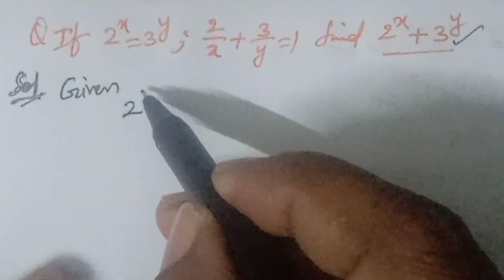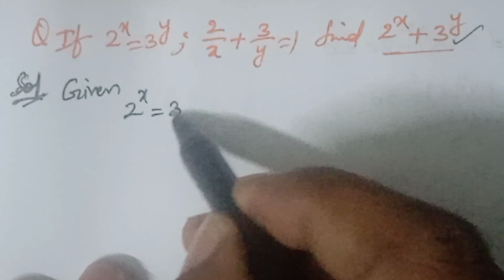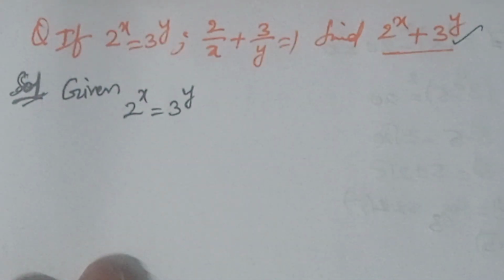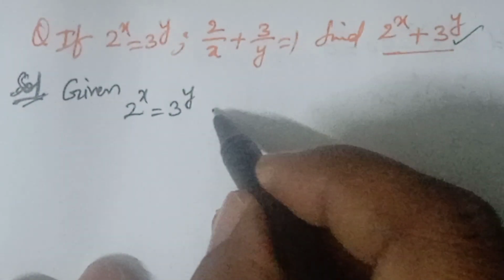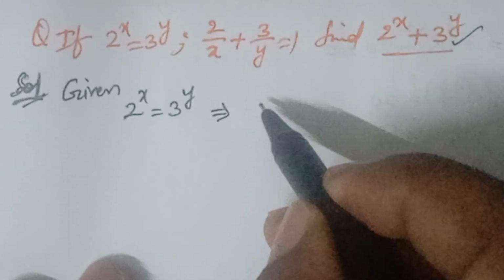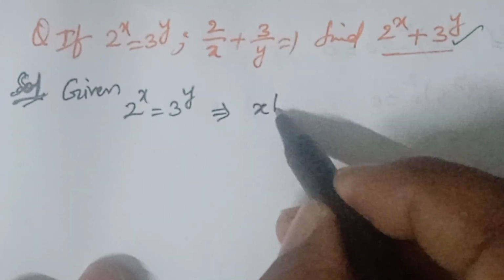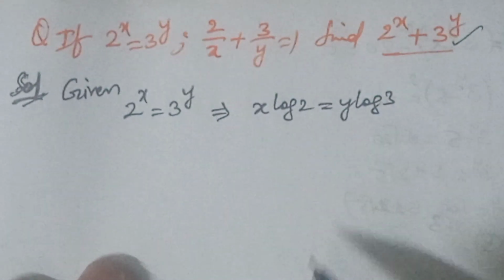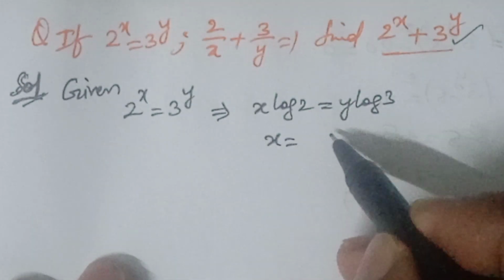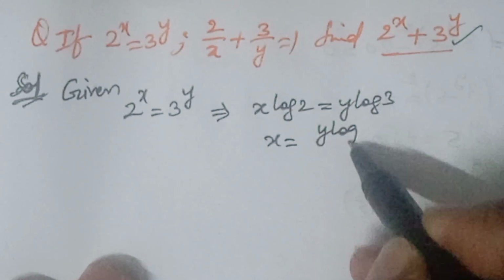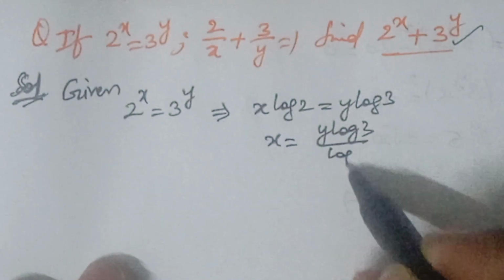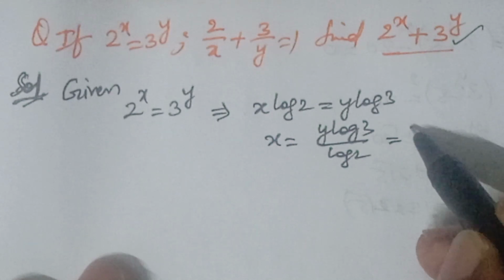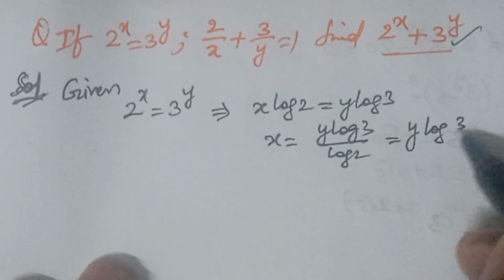Given 2^x = 3^y. If you take log, x log 2 = y log 3. So x = y log 3 / log 2, which can be written as y log 3 base 2.